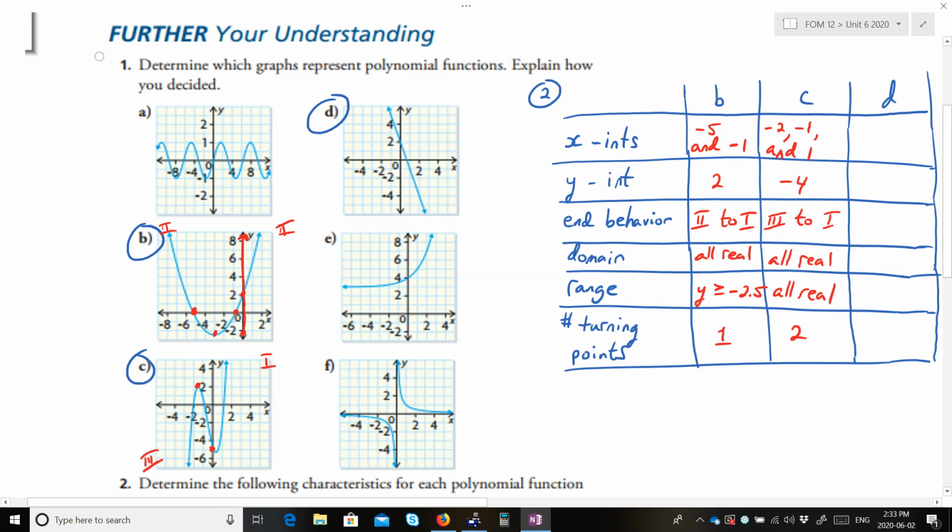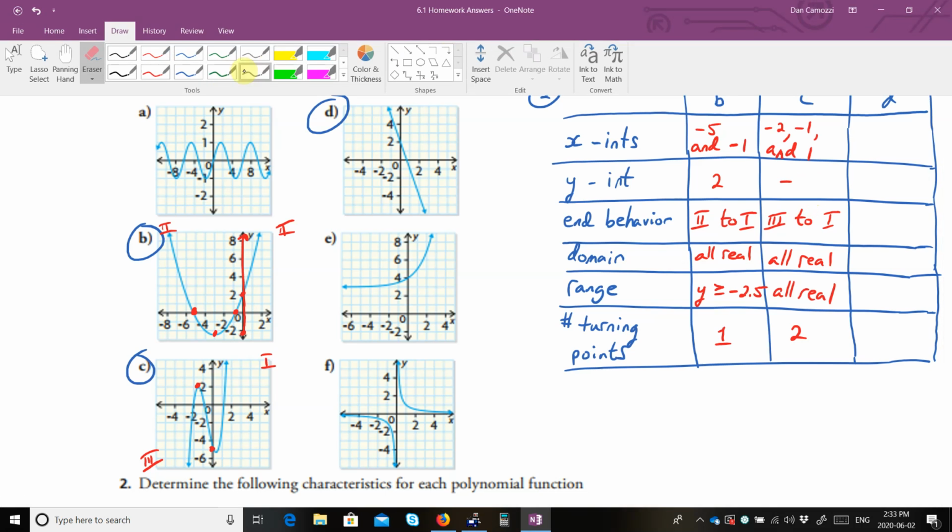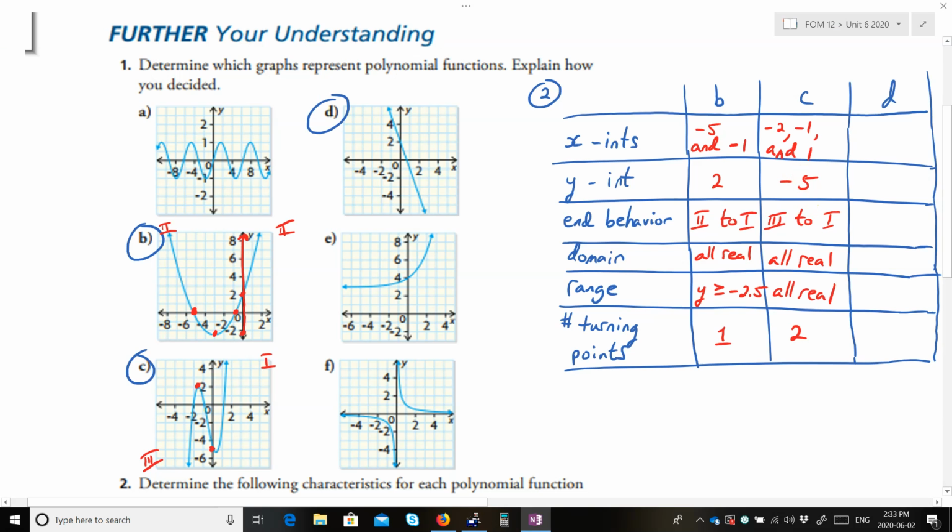-5 for the y-intercept, okay. 3 to 1, all real, and 2. Everything else is right. Okay, part D, the x-intercepts. X-intercept right there. Boy, that looks like a fraction. 0.5 for that. The y-intercept is here at 2.